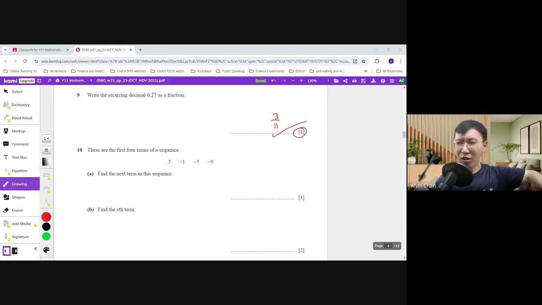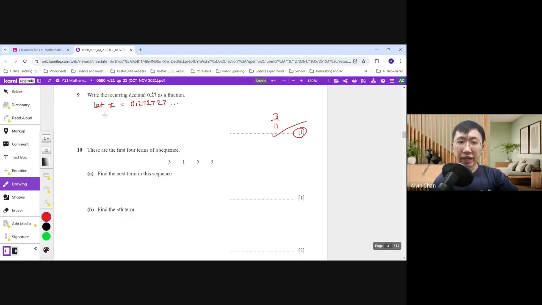All right. Anyhow, I still want you to use the working. Can we do the working now? So the dot on the 2 and the dot on the 7 shows that it's recurring. So let x equal 0.272727. I show the number repeating itself 3 times. If you show just 2727, 2 times, it's not enough.